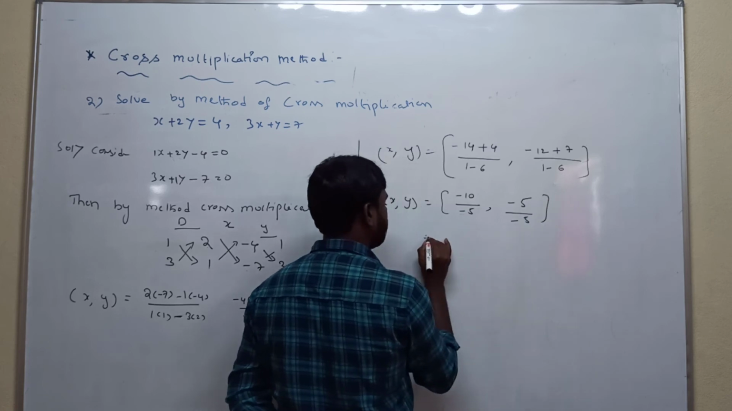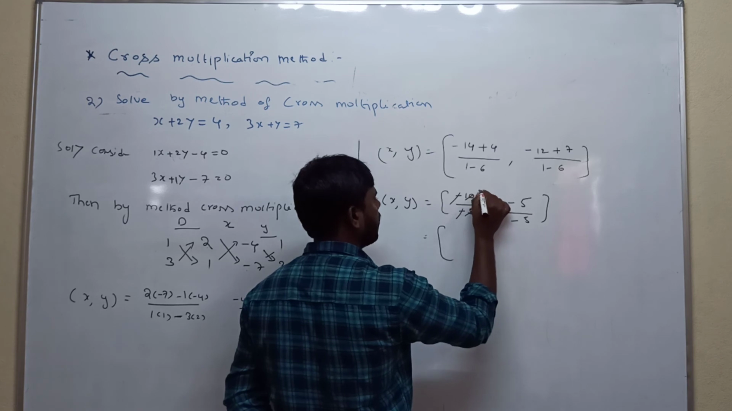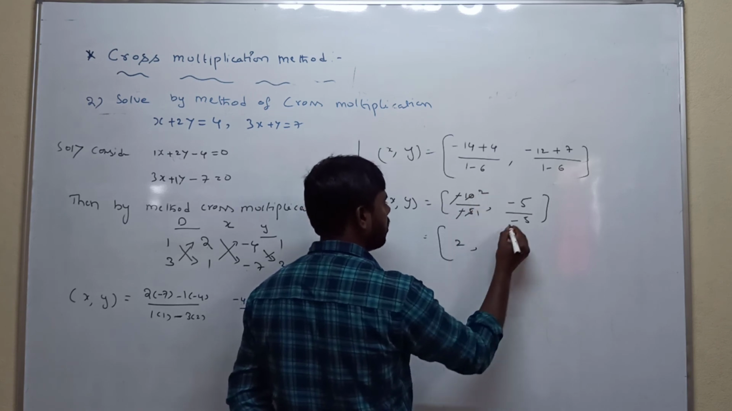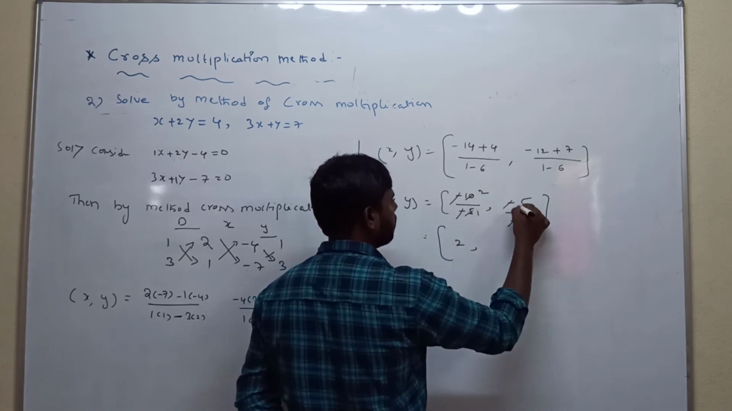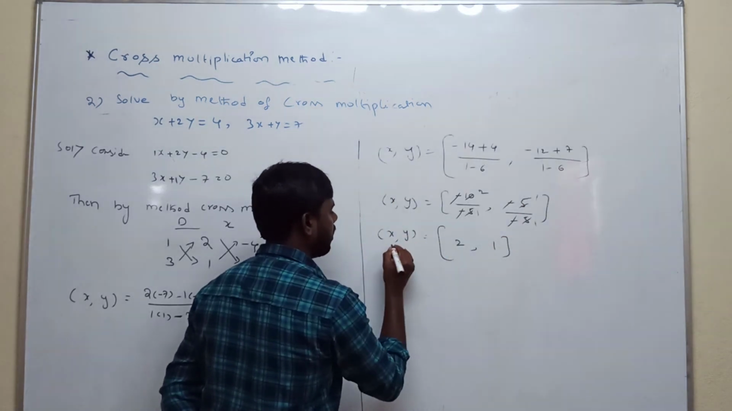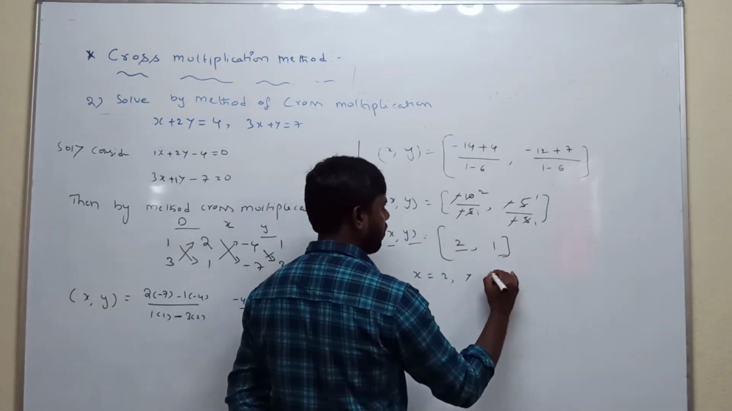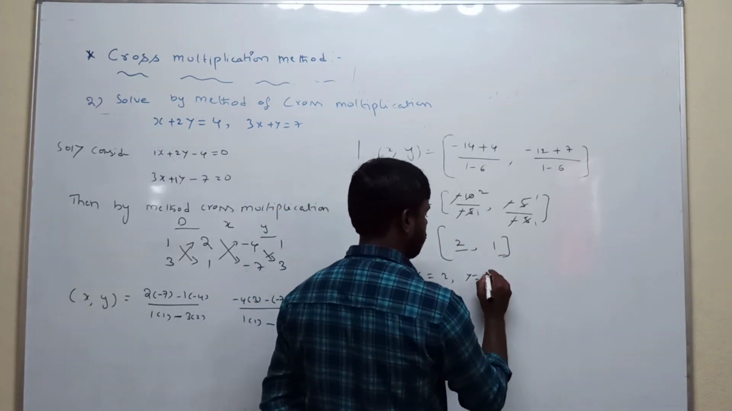Now cancellation. Minus gets cancelled. 5 twos are 10, so x value is 2. Minus gets cancelled, 5 ones are 5, so the y value is 1. So x is equal to 2 and y is equal to 1.